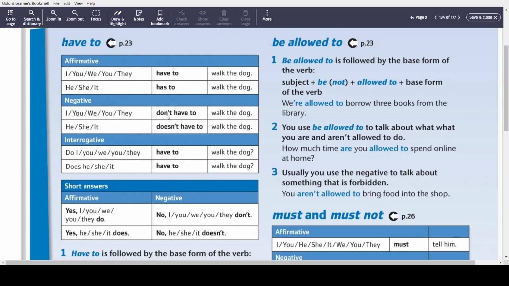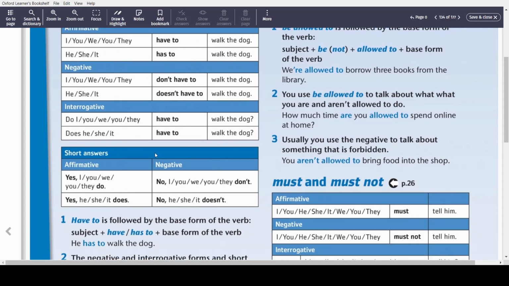Then in the negative form, I use don't have to or doesn't have to. But what happens here? Why don't I change this one? Because you are changing the auxiliary verb. Instead of using don't, you use doesn't. So the next word keeps the original form. The same happens when we ask questions. I use have to, but with auxiliary verb do at the beginning. And in this case, have to as well. Also, we change the auxiliary verb at the beginning and we use does.